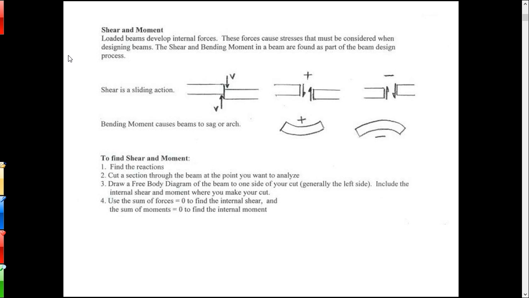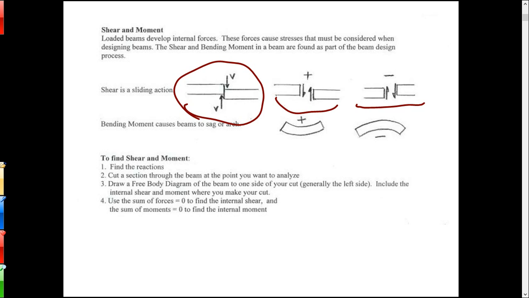So shear causes a sliding type failure, as you're seeing there for that top sketch. If you have shear, you have one plane sliding across the other. So that's shear. The positive convention is as shown there. The left-hand side would move up and the right-hand side would move down. The negative convention is the opposite.